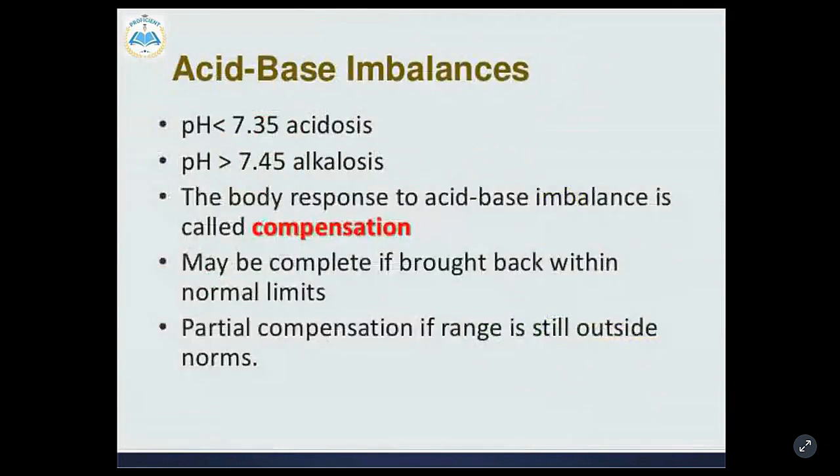Now, just to go through what we have seen, what is acidosis and what is alkalosis? Any pH that is less than 7.35 is called acidosis, and any pH that is above 7.45 is called alkalosis. So in such a condition, what does the body do? The body immediately activates mechanisms for compensation, and this compensation may be partial or it may be complete.